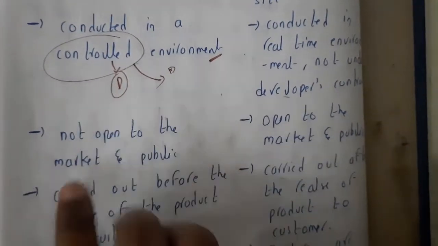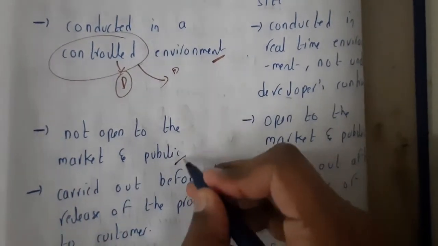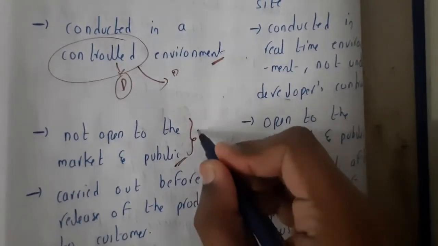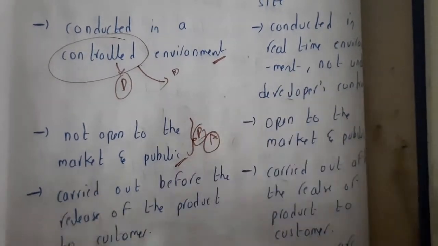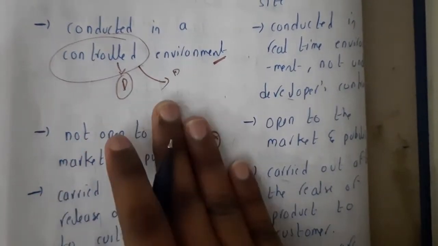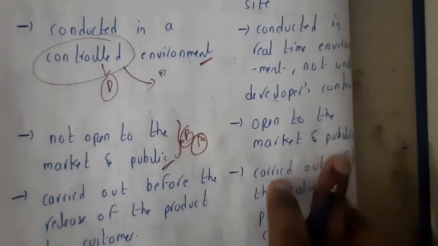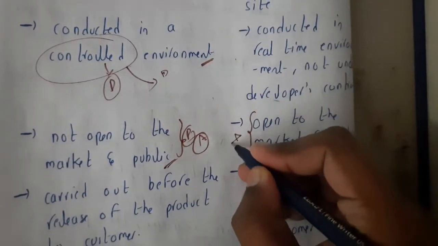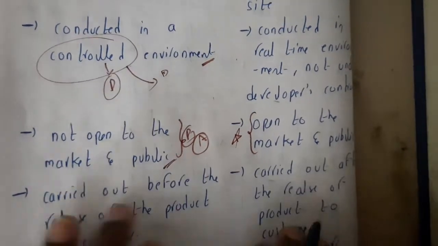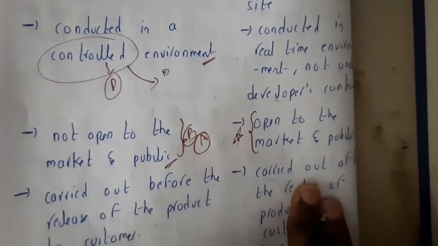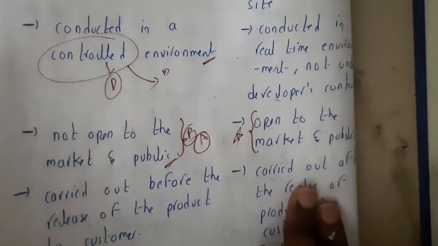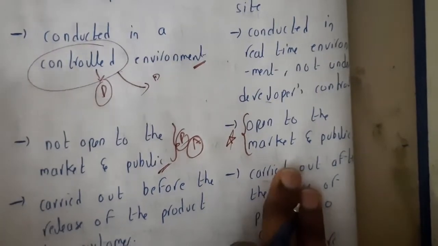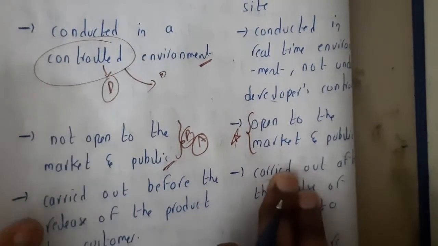The difference again: alpha testing is not open to the market or public. Here the program or the application is not yet released to the public, guys. Whereas beta testing is open to the market and public. There is a special condition, that it will be in specific countries only. They will not release it worldwide, they will not give access to everyone. Even if everyone applies, they will not give it to everyone. They will be giving it to specific members and in specific areas only, okay?